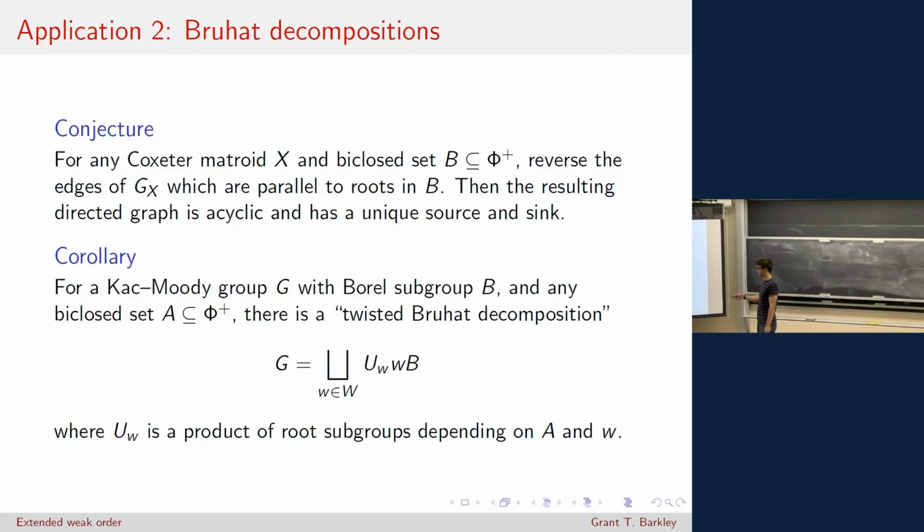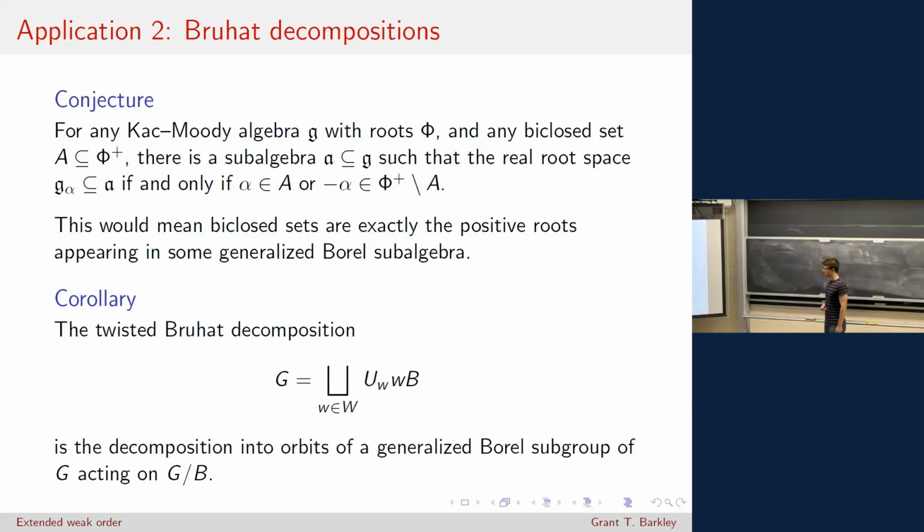Or actually, I'm not even going to ask that these be subgroups, they're just going to be products of root groups. So there should be some way of decomposing the group according to what the biclosed set tells you. And this way should be different for each biclosed set. So we actually get new decompositions from the new biclosed sets. Okay, this is a little bit of a weird way of saying that. If you've ever seen the usual Bruhat decomposition, you're used to there being a B right there. So conjecture number 2 here will be about fixing that.